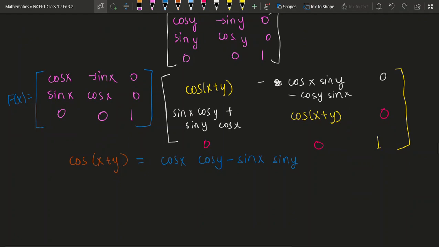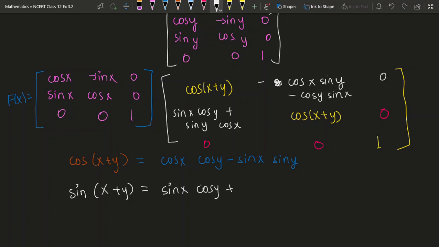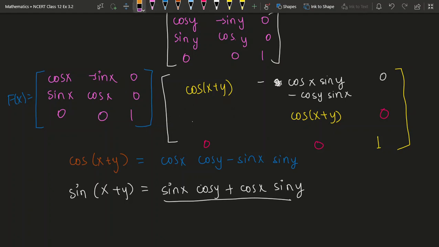And proceeding similarly, if you want to write out sine of the sum of these two angles, x and y, that would be equal to sine x cos y plus cos x sine y. And if you look carefully, this is the same thing as this. So this is in fact equal. It's equivalent to write sine of x plus y here.